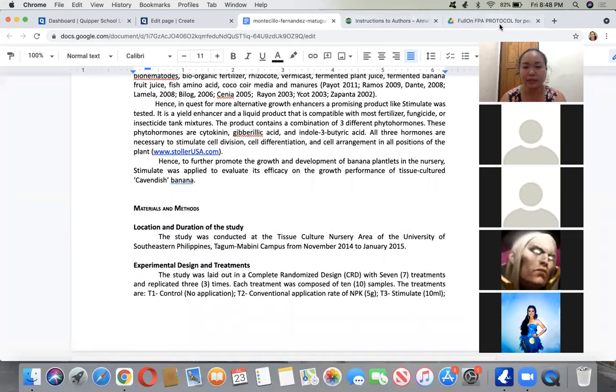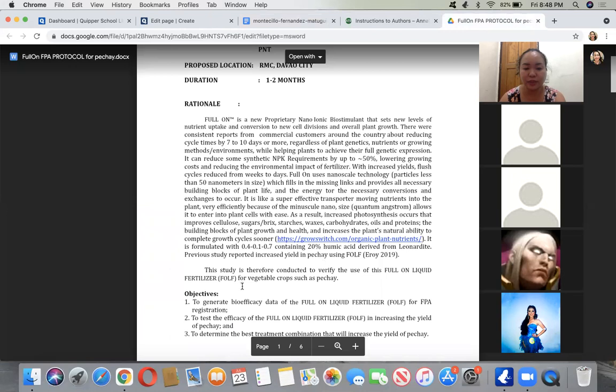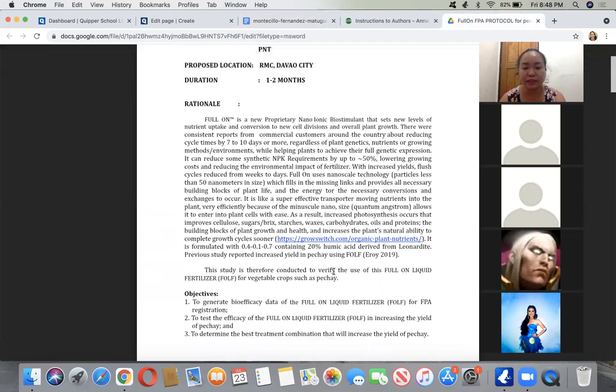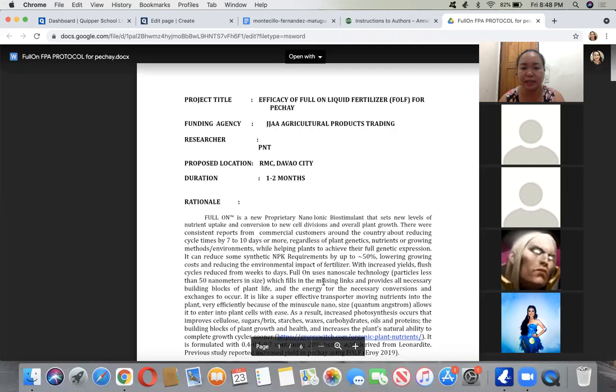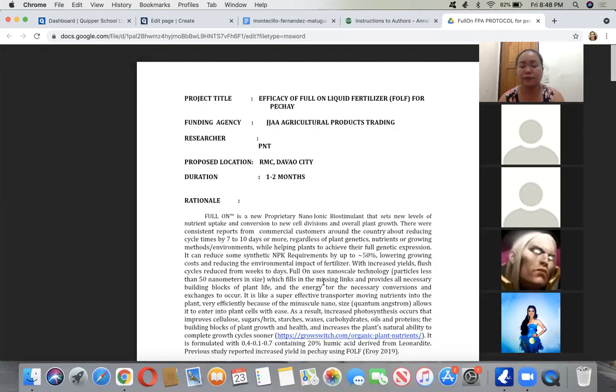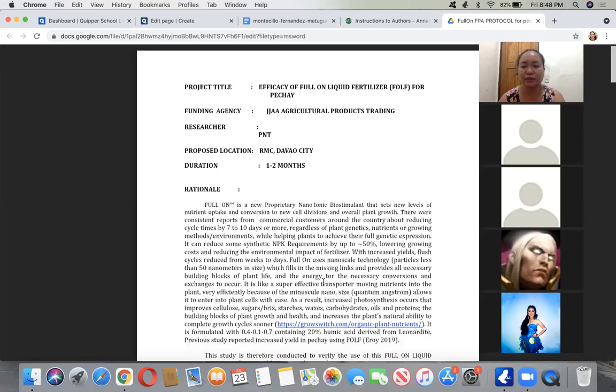So going back to the protocol. So this study is therefore conducted. It's medyo short. It's all just about the product and a little about the plant, which is in this case petchay. Because our title is liquid foliar fertilizer for pechay.